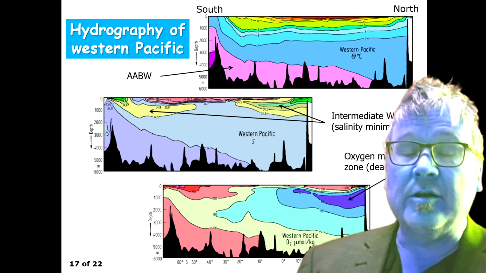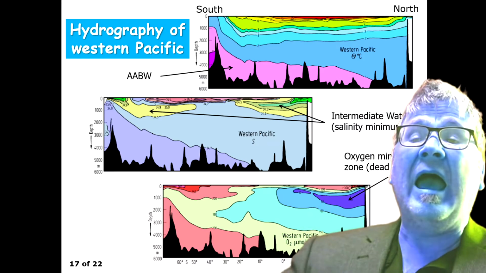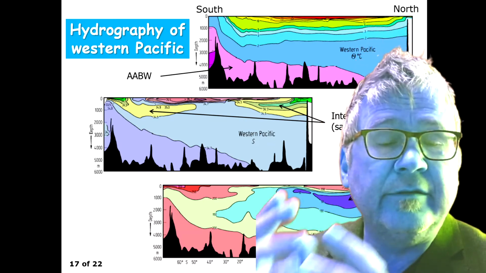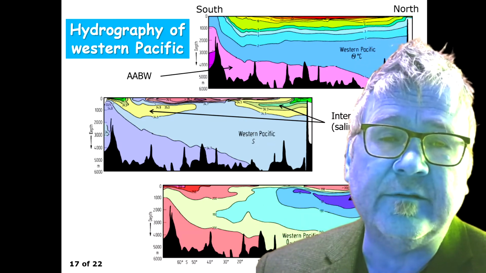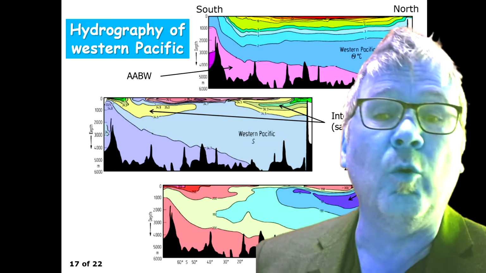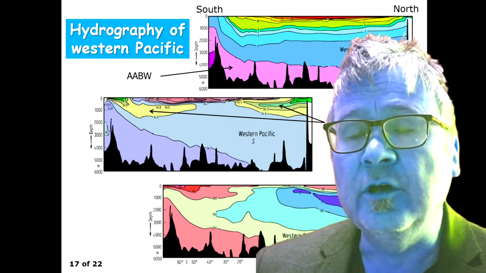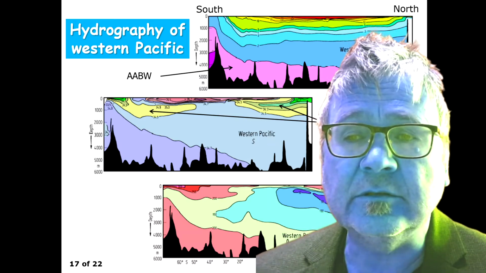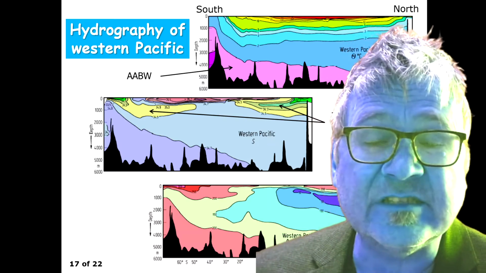So here's the last part of this lecture, and we look at the hydrography of the Western Pacific. It means the different water masses. Okay, we talked about water masses before, and we talked about bottom water, deep water, intermediate water, stuff like that.